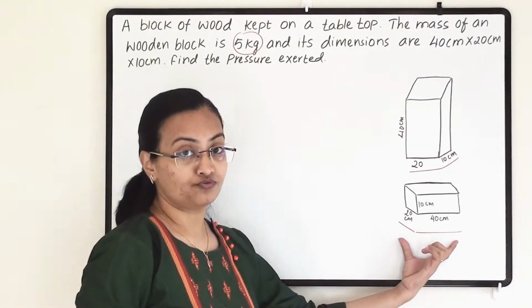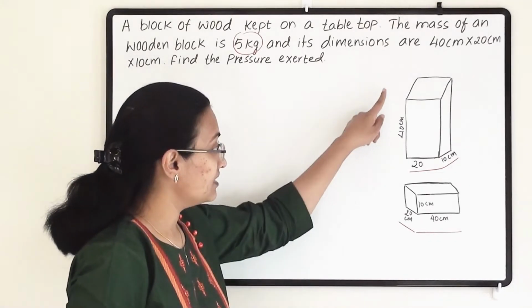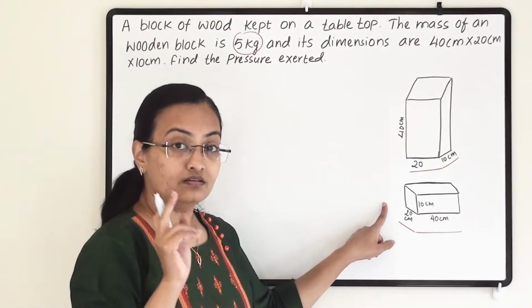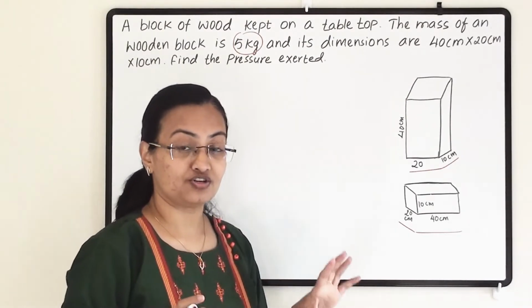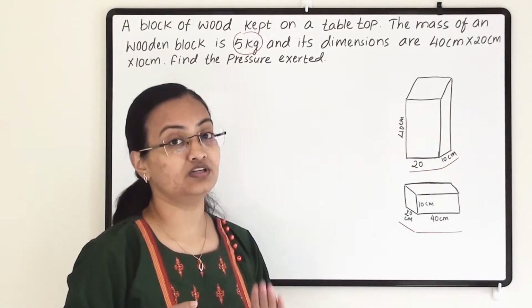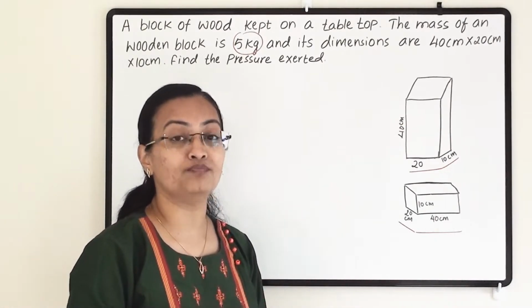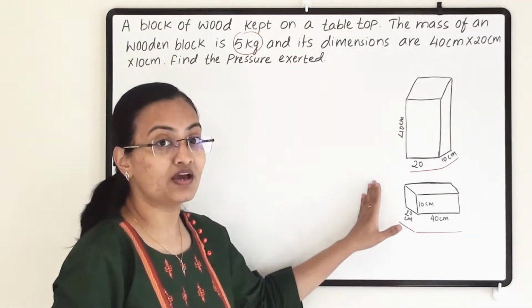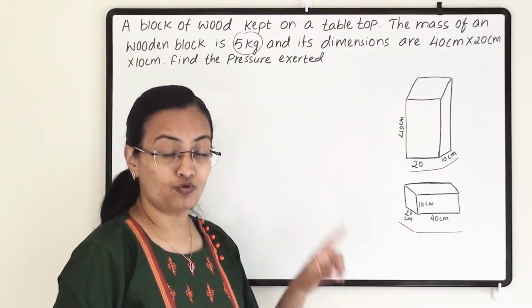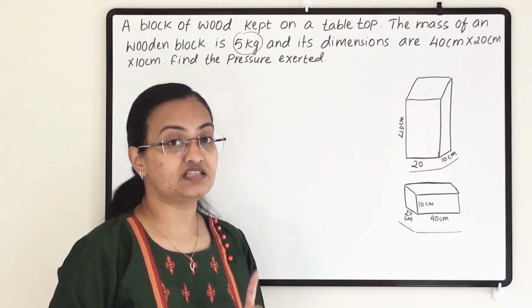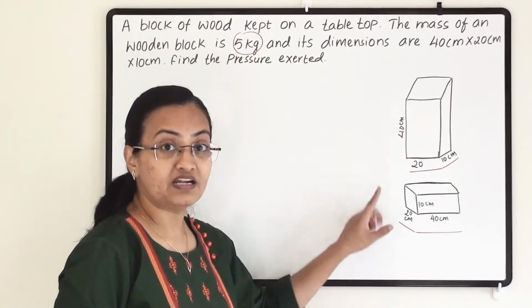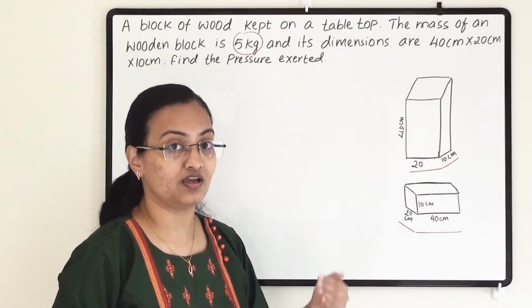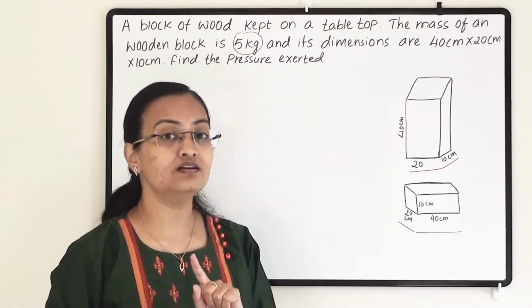First we will find out the thrust, that is, in either condition, how much force the block exerts on the tabletop, because force comes from the mass and from gravitational pull. It has nothing to do with how we are keeping it. In both situations, the force applied on the tabletop will remain the same. So force will remain the same, but area will change. Whose area is more exerts less pressure, and whose area is less will exert more pressure.